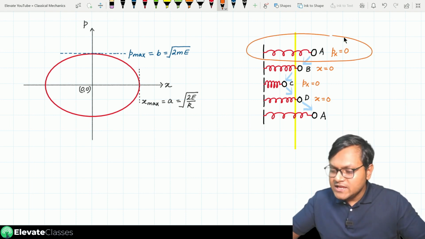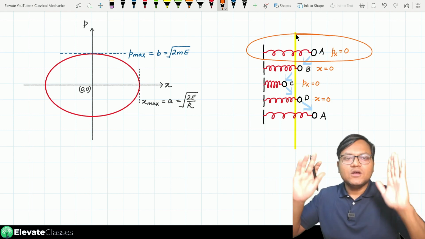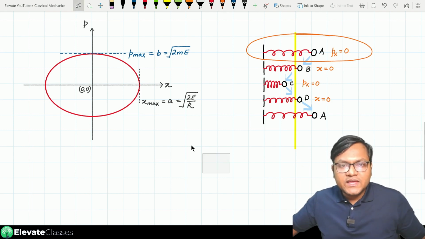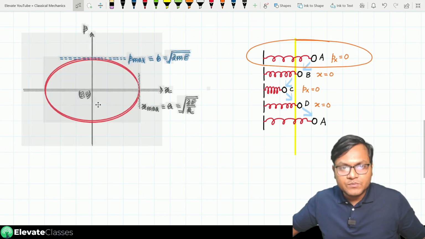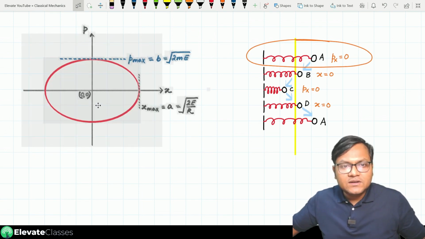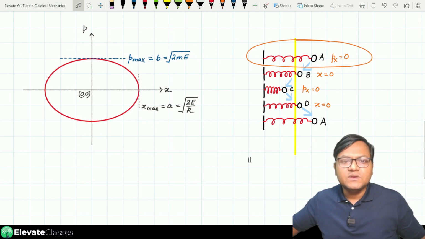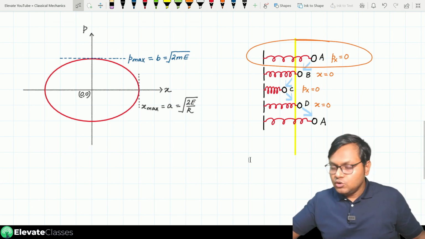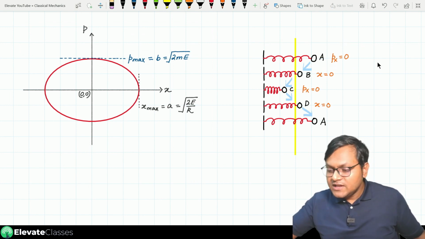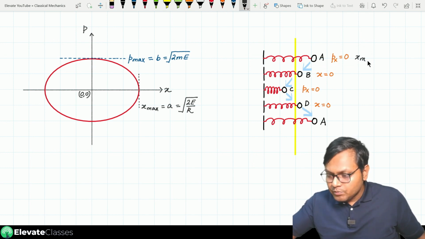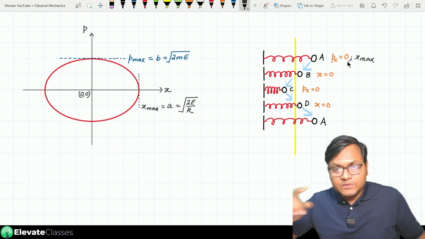So first, let's take configuration A. What is configuration A? Configuration A is essentially maximum displacement in the positive x-axis. Okay? What is x? x is nothing but the displacement of the spring mass system in the positive x-axis. So at the time of maximum displacement, velocity becomes zero, momentum becomes zero. So at configuration A we have x is maximum, right, but momentum is zero.